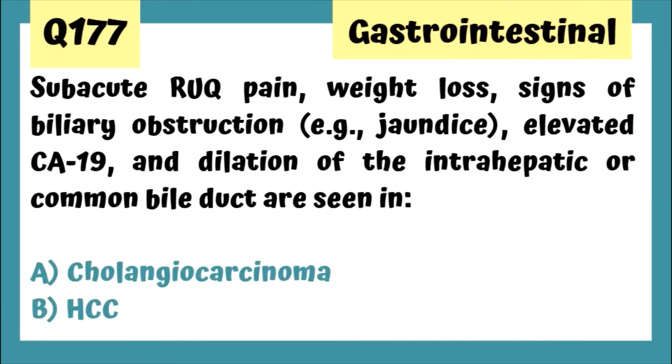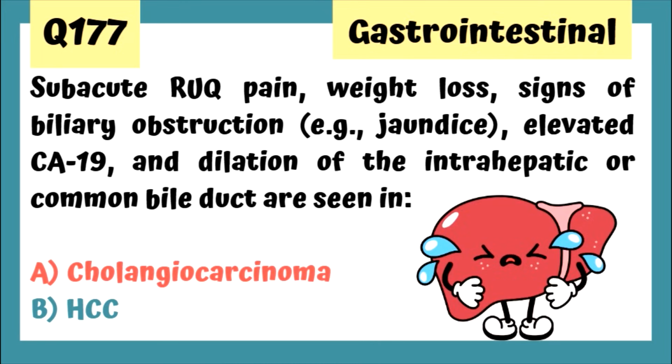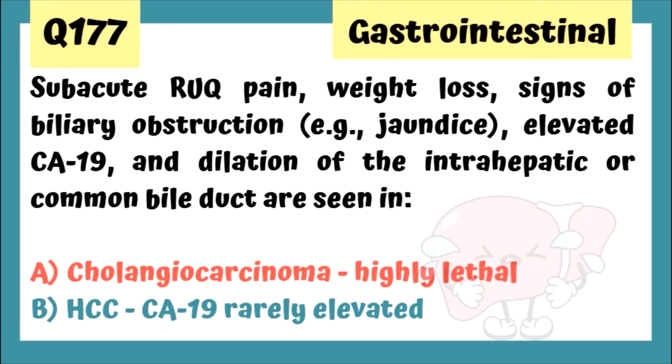Question 177, subacute right upper quadrant pain, weight loss, signs of biliary obstruction, elevated CA19, and dilation of the intrahepatic or common bile ducts are seen in. So it's some form of tumor that's causing this obstruction. It's cholangiocarcinoma. Right, in HCC, hepatocellular carcinoma, CA19 is rarely elevated. In cholangiocarcinoma, which is a highly lethal tumor, CA19 is going to be elevated.